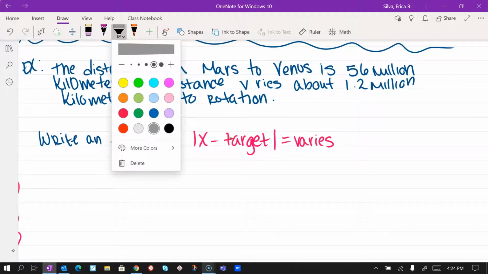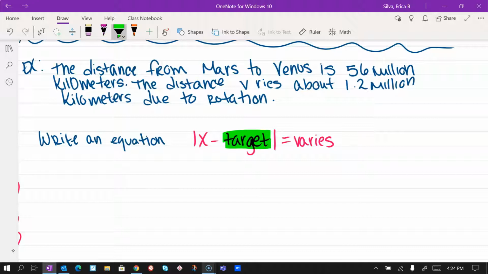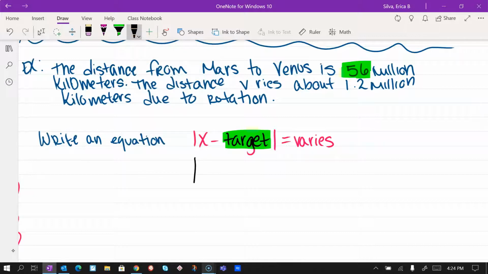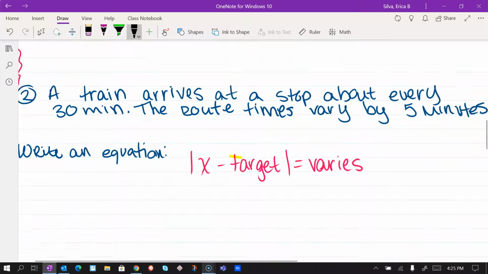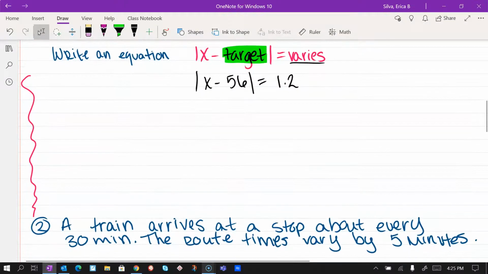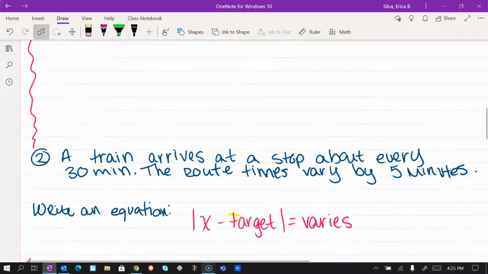So if we're looking for our target, it is that 56 million. That's what we want. So let's rewrite it with our target. Then my varied amount is 1.2. So that's our equation for that absolute value. Make sure you leave some space for Wednesday, because Wednesday we're also going to solve it.